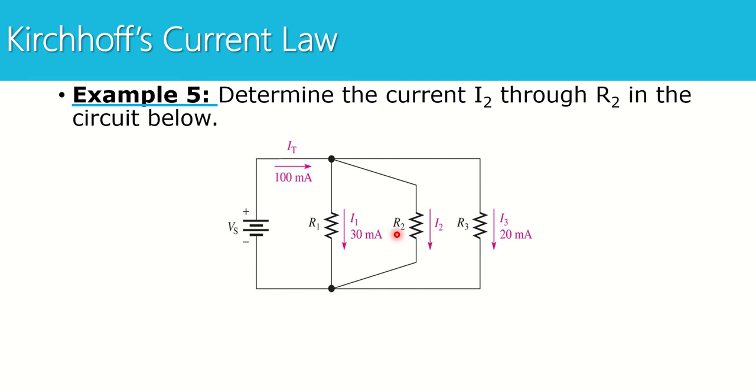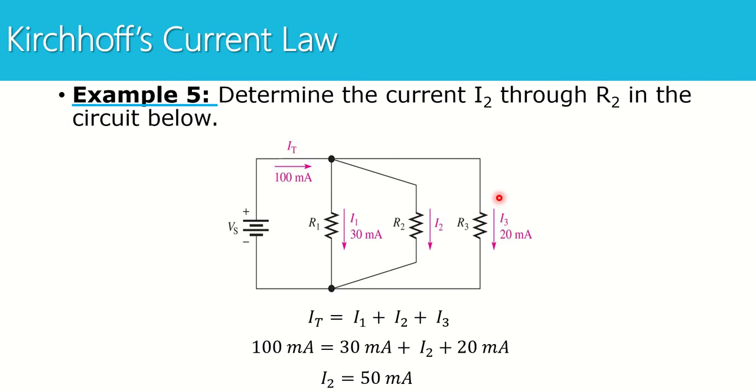So let's set up a KCL equation. The total current going in has to be equal to the sum of the currents going out. So IT goes in, that's got to be equal to I1 plus I2 plus I3. Fill in what you know. IT is given, I1 is given, I3 is given. Solve for I2.